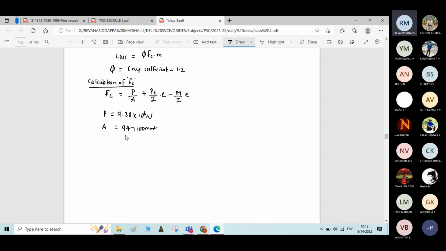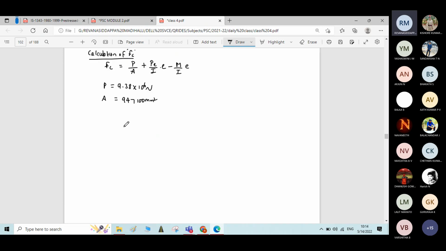Okay, then what else is required? Then eccentricity is required, no? Eccentricity is required and moment is also required. Now we will calculate the moment. Okay, moment due to the live load and the dead load we have to calculate here. Okay, moment due to live load and the dead load.